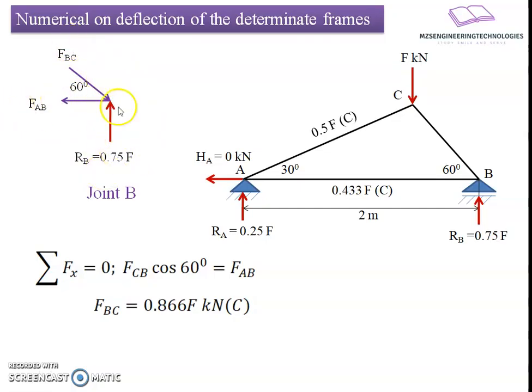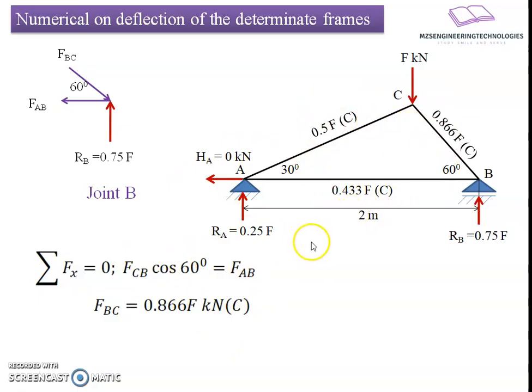The sign convention is considered in such a way that they balance the equilibrium here. So FBC is considered to be moving downward in a compressive action, whereas we know that FAB is tensile in nature. So summation of forces in the x direction gives FBC cos 60 degrees equal to FAB. We know the value of FAB and cos 60. If we divide by cos 60, we get 0.866 times F kilonewton, and it is compressive in nature. So from this analysis, we have got nearly all member forces.